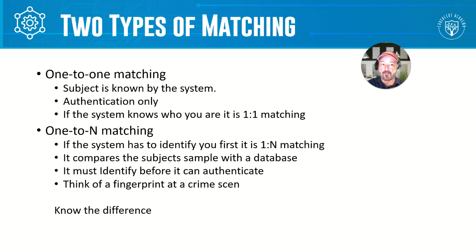And that's what you need to remember if you're breaking down a question. Ask yourself, did the system already know who you were? If it knew who you are, then it's one-to-one matching. If it doesn't know, like at a crime scene, that's one-to-N matching.